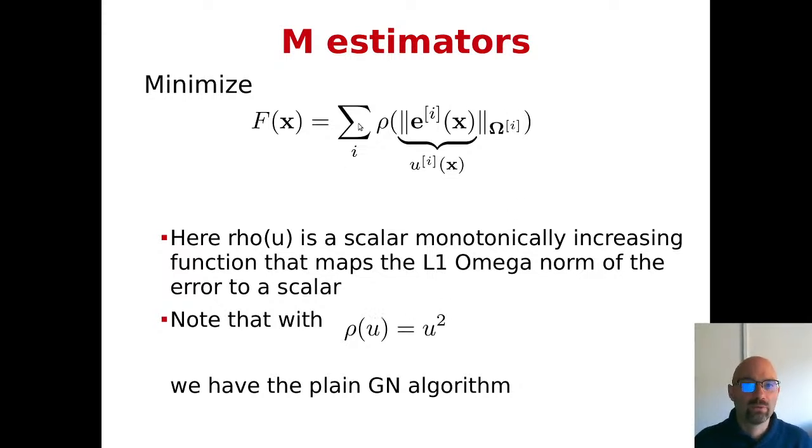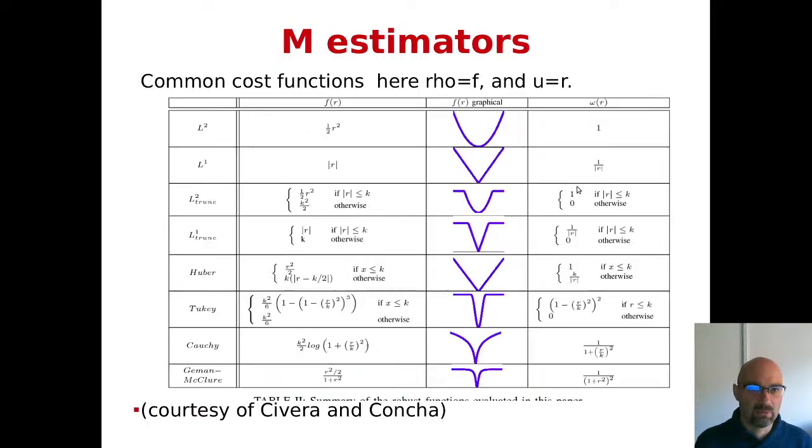And we want to find out if we can massage the Gauss-Newton algorithm in a way that we can embed this thing. Now the game is that by modulating this function rho here, you can change the behavior of your optimizer. Clearly if you would choose rho of u to be u squared, you will end up in the L2 norm, and you will end up in the plain case that we were talking about before.